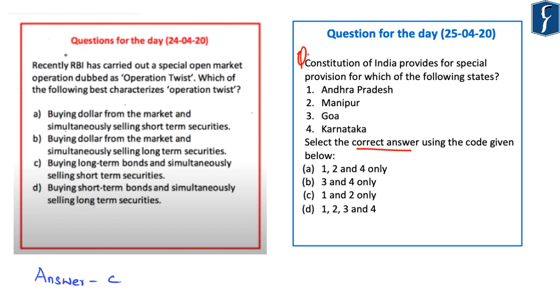Now coming to the answer of yesterday, the question was, recently RBI has carried out a special open market operation called Operation Twist. Which of the following best characterizes Operation Twist? In this, the correct answer is C, that is buying long-term bonds and simultaneously selling short-term securities.